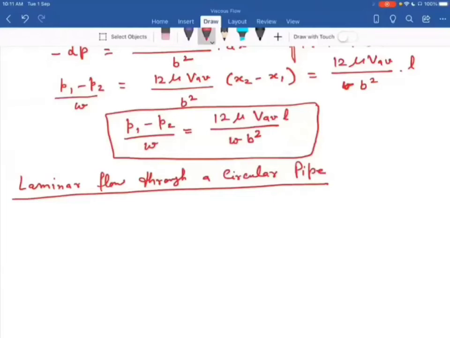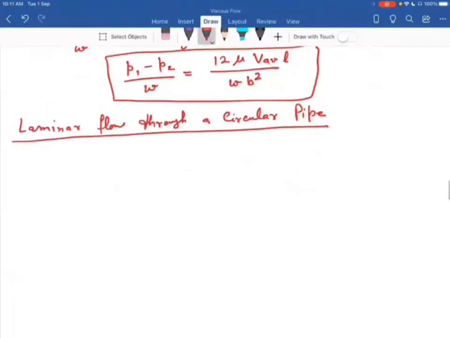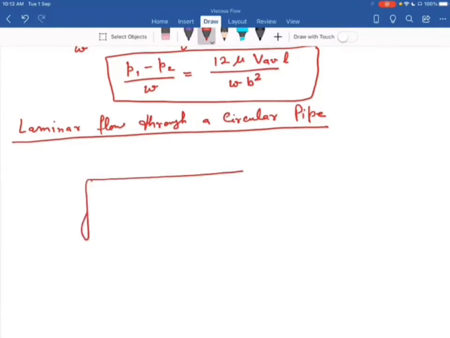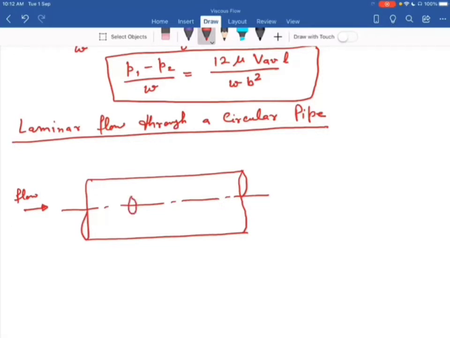Laminar flow through a circular pipe. So now say we consider a circular pipe. This is a circular pipe with us. Now this is the direction of flow. Now I consider a small cylindrical element in this. So this is a very small cylindrical element within the pipe.